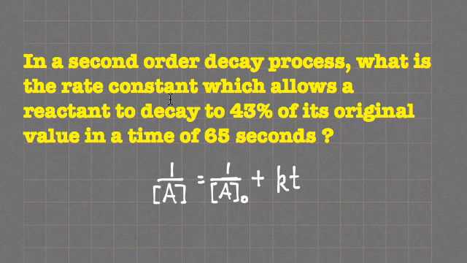Let's see, what do we have? Oh, a rate constant. It says, what is the rate constant which allows a reactant to decay to 43% of its original value in 65 seconds? And again, they told me it was second order, so as soon as I see second order, I pull out this equation. 43%, that's going to confuse me a little bit. They want to know what the constant is. What is the constant which allows, over 65 seconds, this to go to 43% of its original value?